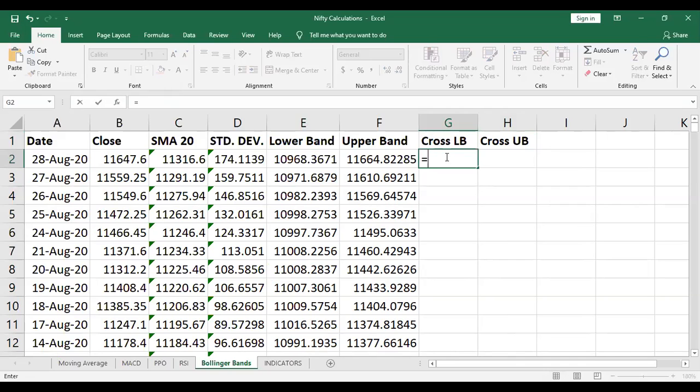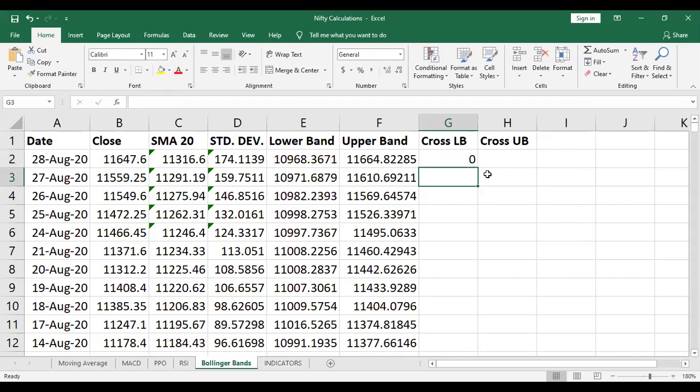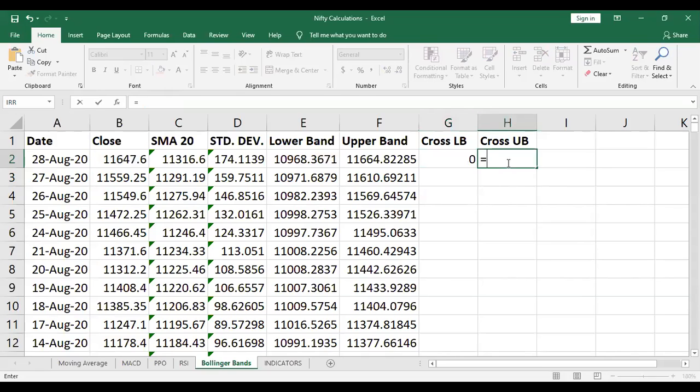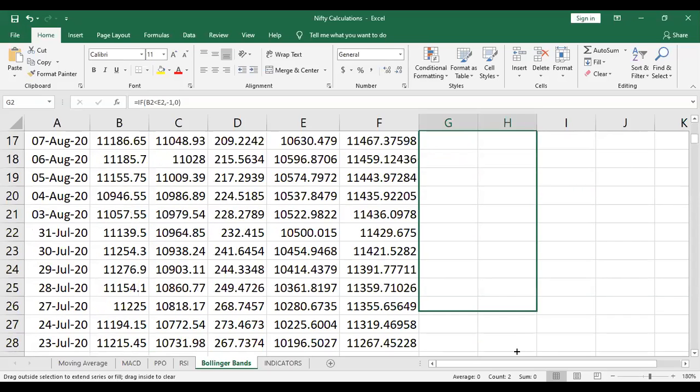Lower band signal is equal to if price is less than lower band, then -1, maybe downside possible, otherwise 0. Upper band signal is equal to if price is greater than the upper band, then 1, otherwise 0. And copy paste till the last.